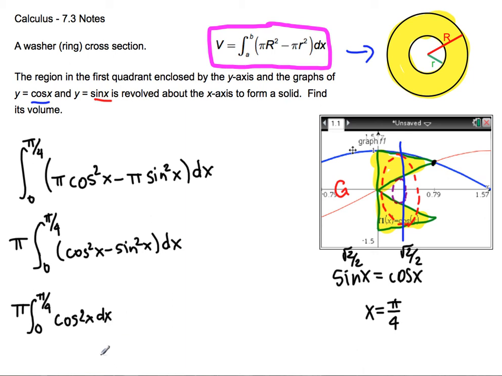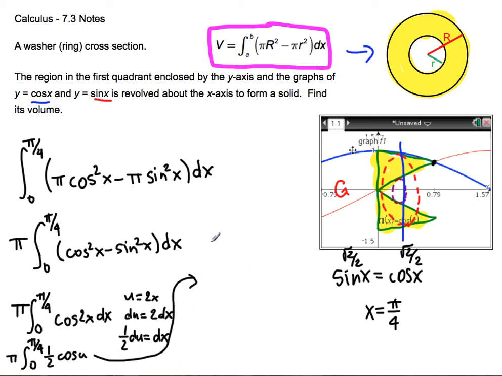And you can make a u substitution here and integrate. So we would let u equal 2x. And so du is going to be equal to 2 dx. So 1/2 du is equal to dx. All right. And so when you make your u substitution, you're actually going to be integrating, times pi, from 0 to pi over 4. I'm starting to run out of space. You're actually integrating then 1/2 cosine u. Well, that's not too bad to do.